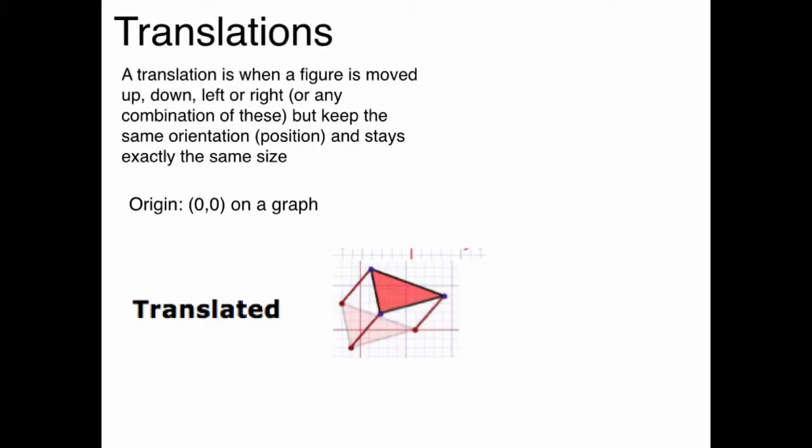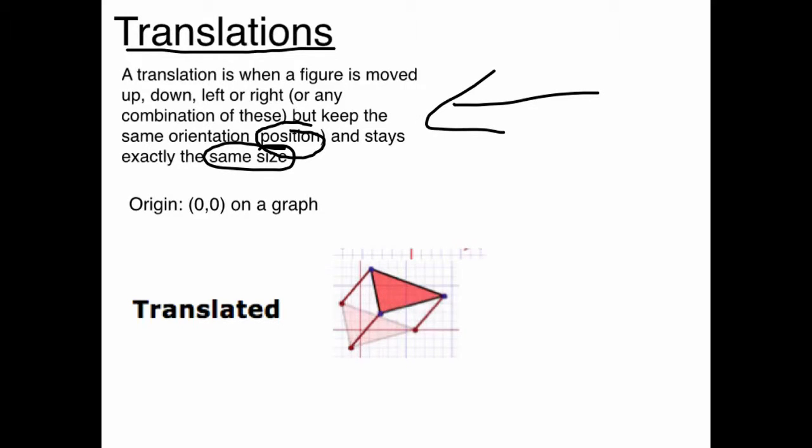So let's talk about what translations are. A translation is when a figure is moved up and down, left or right, or any combination, but keeps the same position and stays exactly the same size. Go ahead on your notes page where it gives you an area to write down the definition for translation. Go ahead and make sure this is written down.